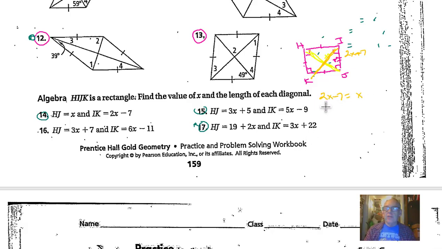Take away 2x from both sides. Minus 7 is going to be minus x. Multiply both sides by -1 to find out what x is. 7 is equal to x. So x is equal to 7. Now it wants us, so we found x, x equals 7. It also wants us to find the length. The length of each diagonal is 7. So HJ is equal to IK. The distance from H to J is equal to the distance from I to K, which is equal to 7.